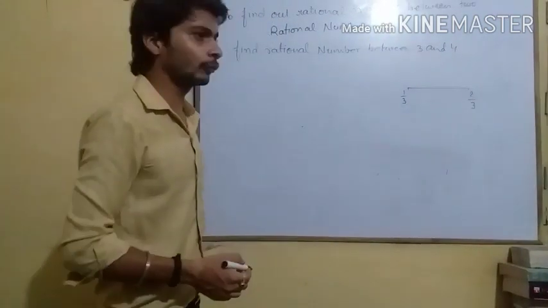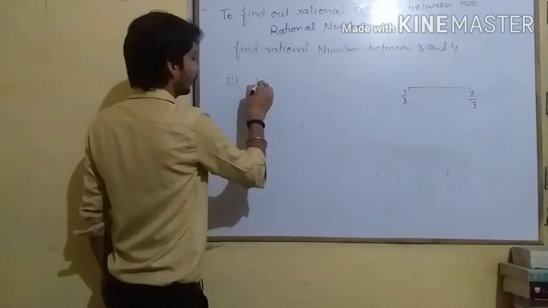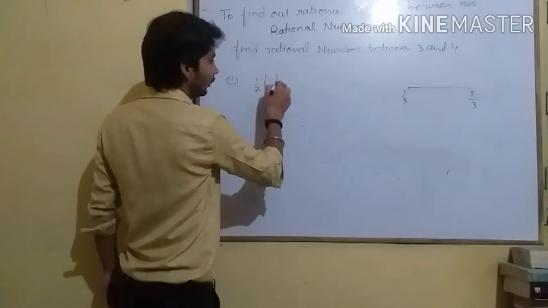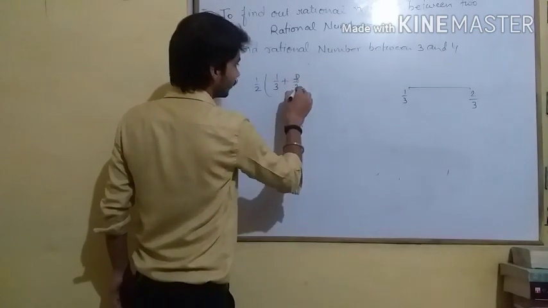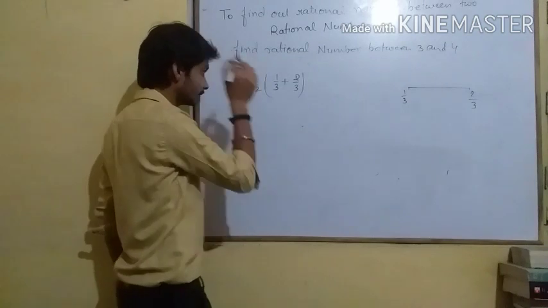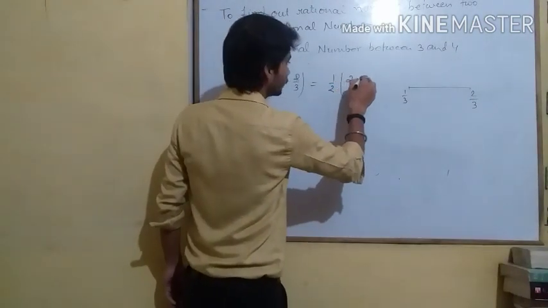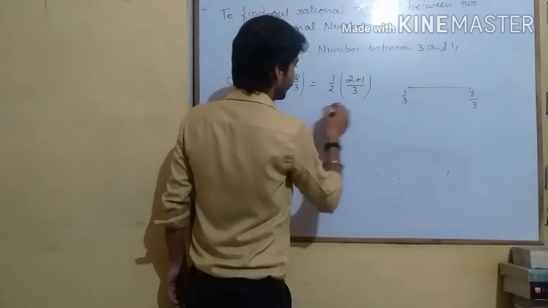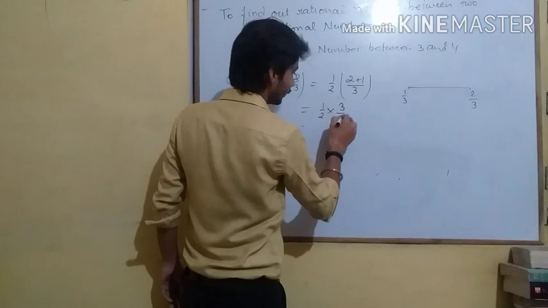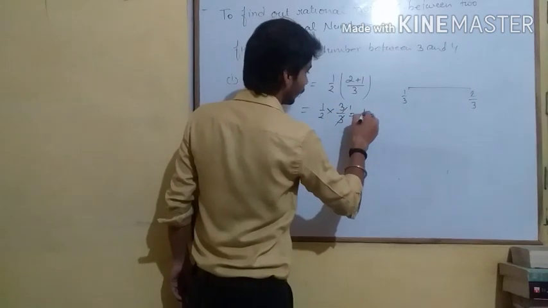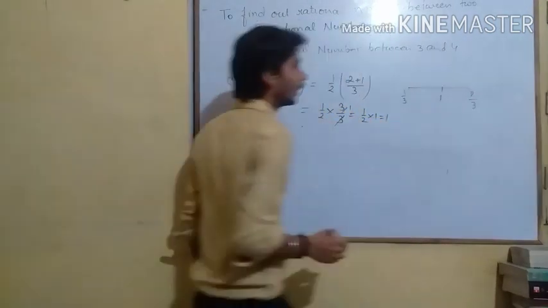Then again put the formula with the mid value method, that is for the first value, 1 by 2 times (1 by 3 plus 2 by 3), and we get 1 by 2 multiplied by (2 plus 1) by 3, it gives 1 by 2 multiplied by 3 by 3, and we can write here 1 by 2 multiplied by 1 is equal to 1. The mid value is 1.